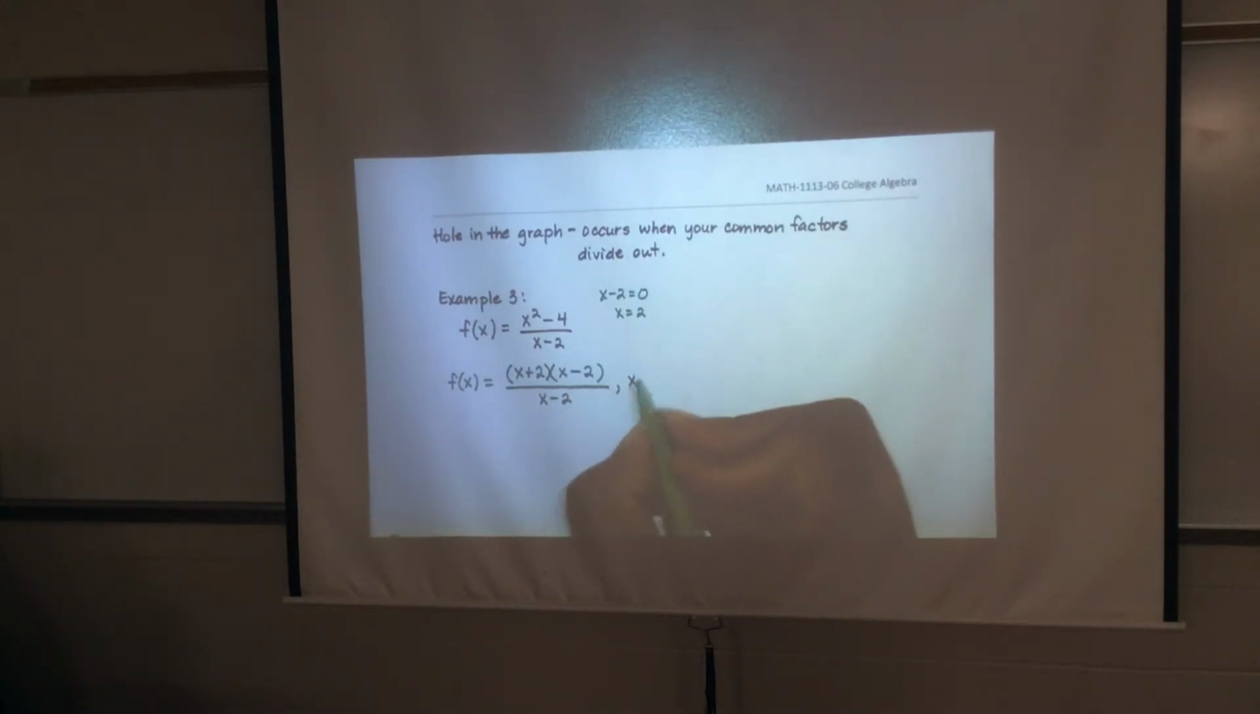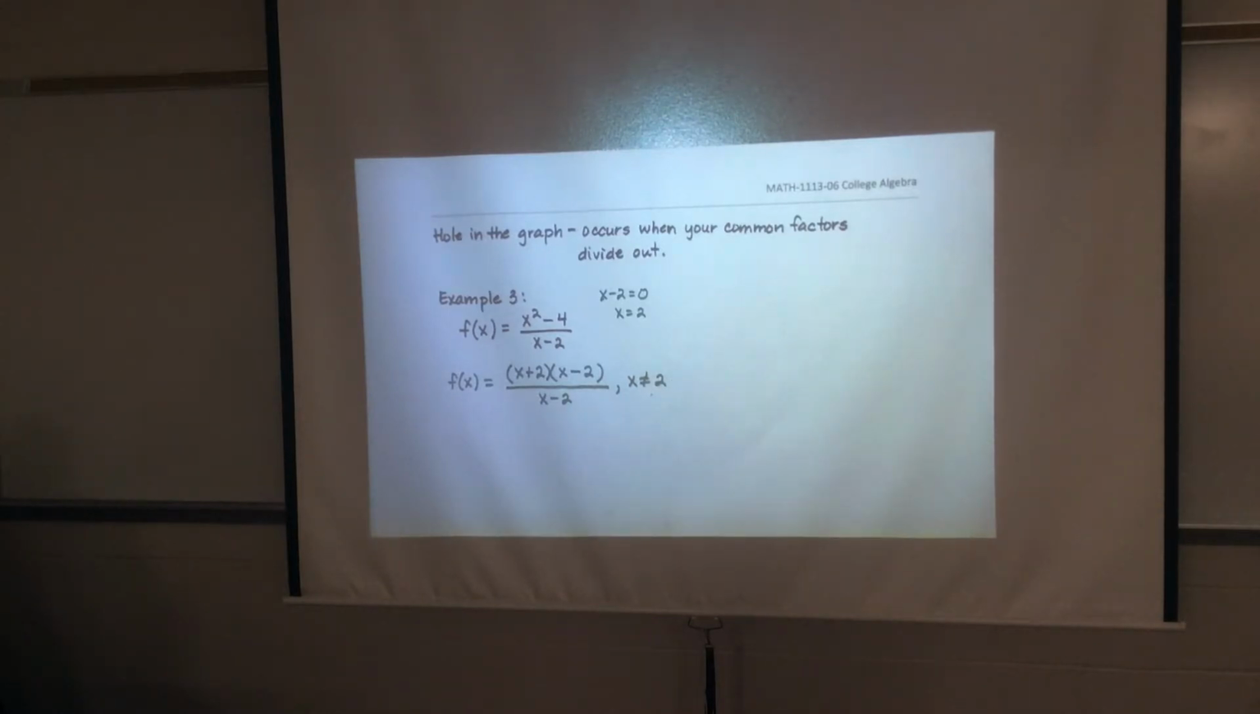Now I'm going to bring down the restriction that x can't be equal to 2. And here I can divide out the x minus 2's. That tells me at x equals 2, I'm going to have a hole in the graph. So my function simplified would be f of x is equal to x plus 2, with the restriction that x is not equal to 2.